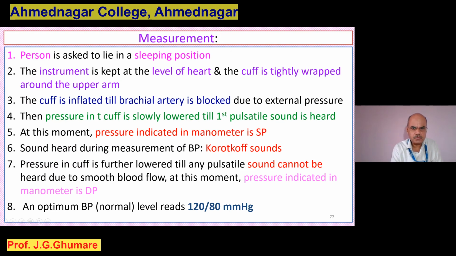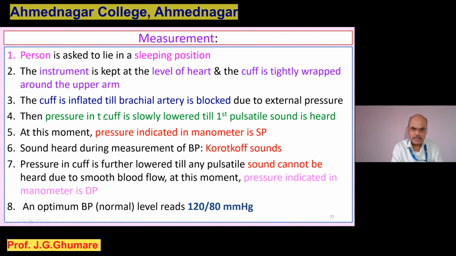How is the measurement carried out? A person is asked to lie down in a sleeping position. We take the BP generally with the instrument kept very close to the heart. The cuff is tightly wrapped around the upper arm, and it is inflated till the brachial artery is blocked. So we inflate with the help of that bulb so that the flow of blood will stop completely, because we are going to listen to the sound here. And remember, once the blocking of the artery takes place, we start taking the readings.